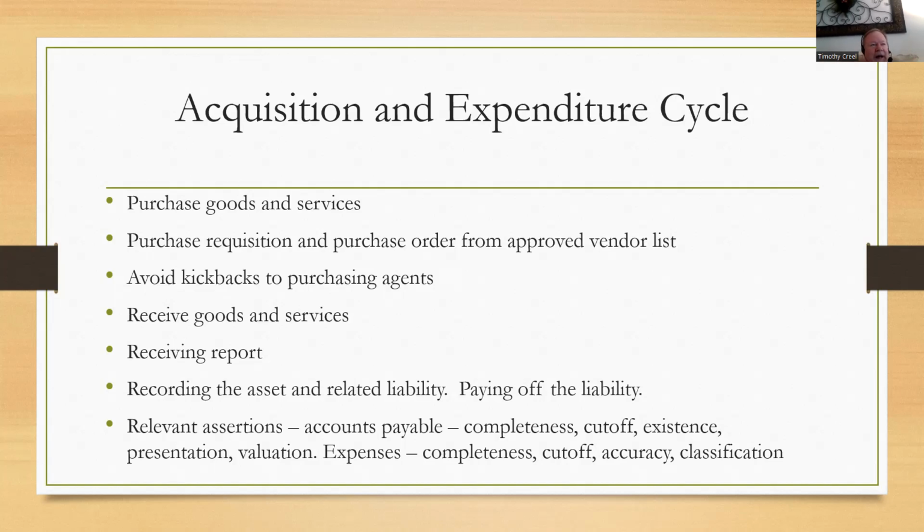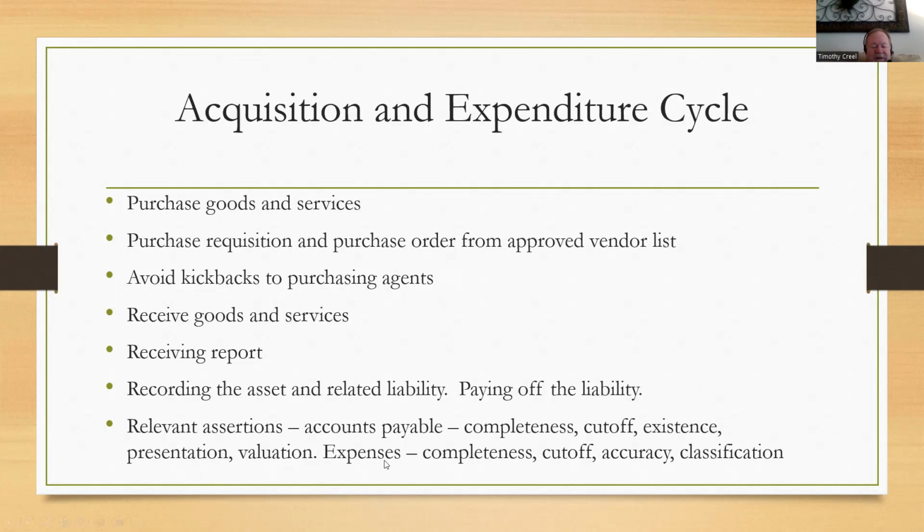With sales and accounts receivable, it was just the opposite. It was companies listing amounts higher than they should be. But with this, again, it's lower than they should be with accounts payable. Presentation and valuation: are they presented properly in the right place? And are they valued properly on the financial statements?